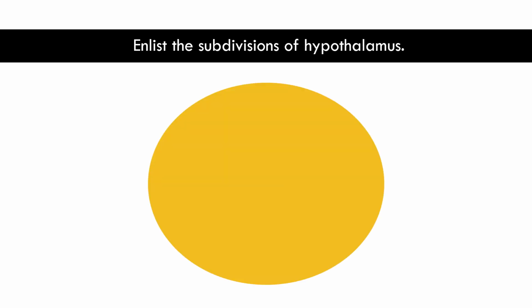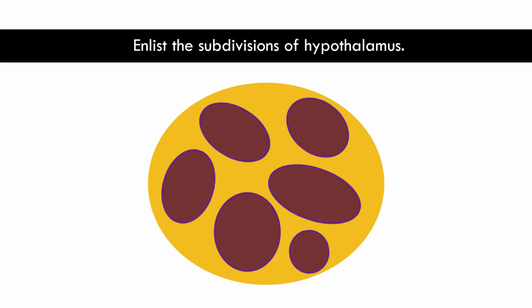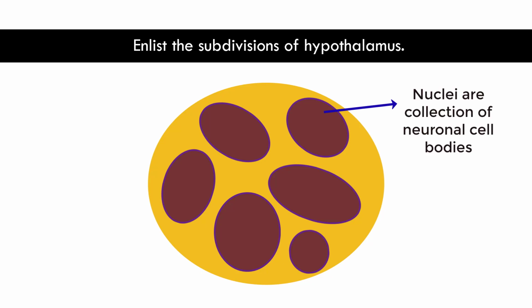Before enlisting the subdivisions of hypothalamus, let us discuss what is the composition of hypothalamus. Hypothalamus has several groups of nuclei. What is nuclei? It is collection of neuronal cell bodies. Then how these nuclei are distinct? How they are separately located?